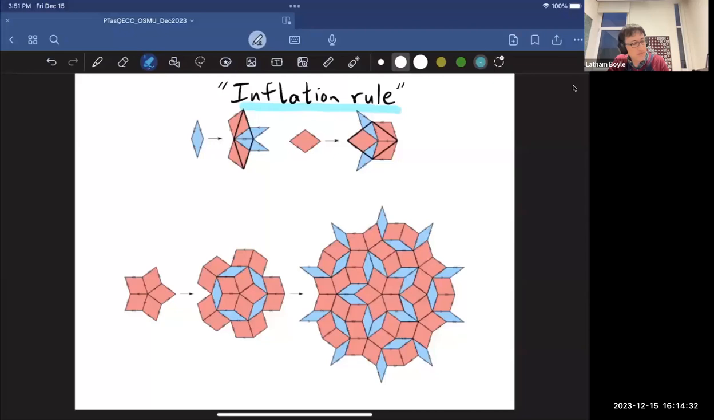If we look back at the Penrose tiling, you'll see it's made of two different tiles, a thin rhombus, this blue rhombus here, and a fat rhombus, the red rhombus. And the idea of the inflation rule is that every time you have a patch of tiles made of these blue and red tiles, you can obtain a new patch with more tiles by taking every blue rhombus and cutting it into pieces according to this picture here, and taking every red rhombus and cutting it into pieces according to this picture here. And then iterating that process, you generate larger and larger patches of the Penrose tiling.